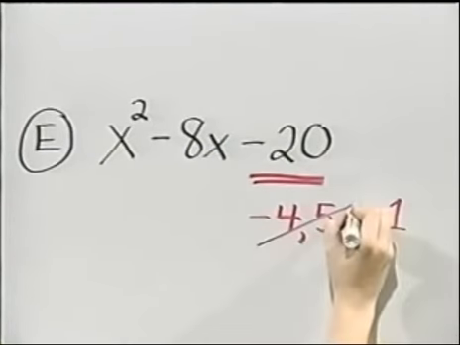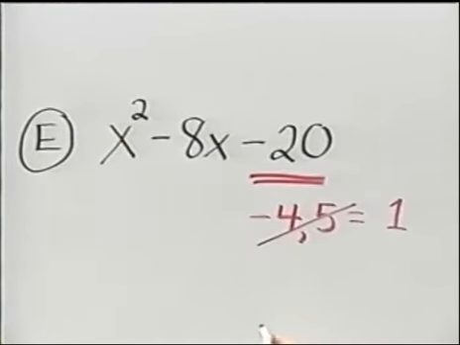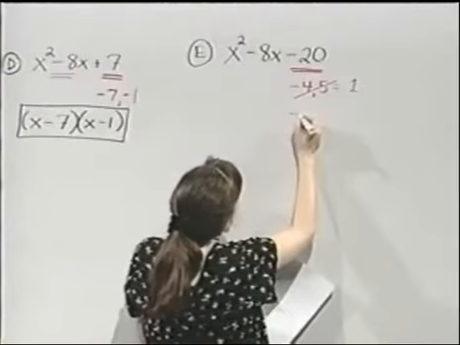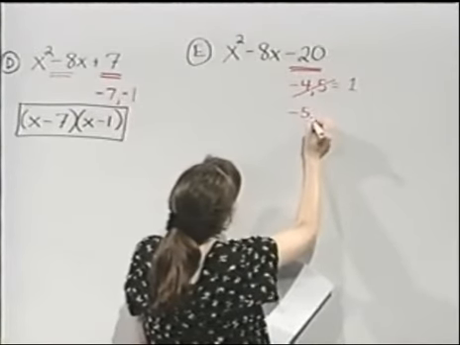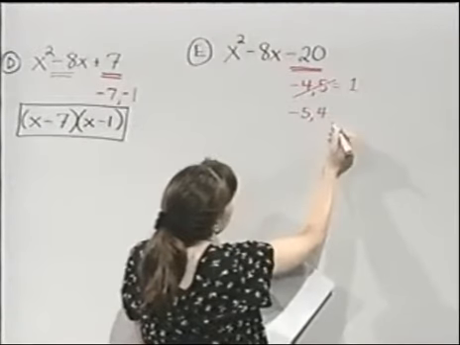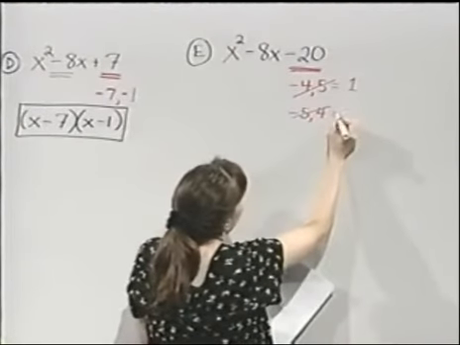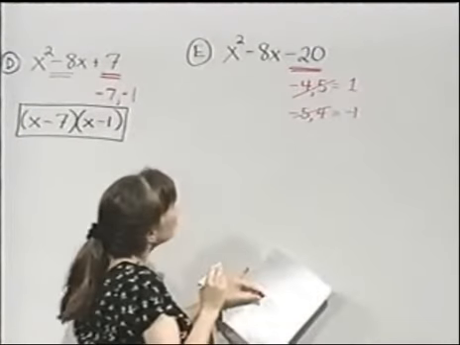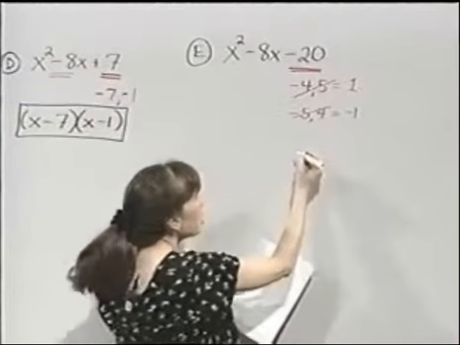So that doesn't work. Let's see. What other numbers give us negative 20? I could also try negative 5 and positive 4, but again, you're going to see that that doesn't work because, when added up, it gives you negative 1. How about 10 and 2?